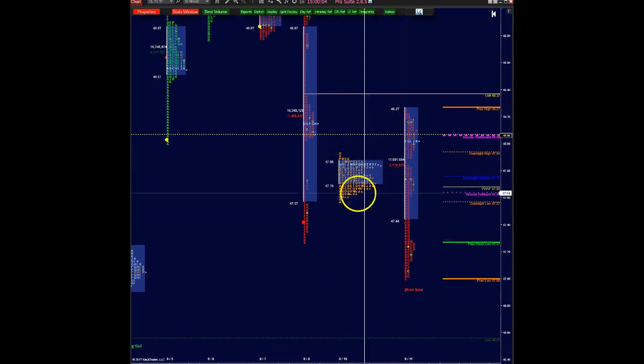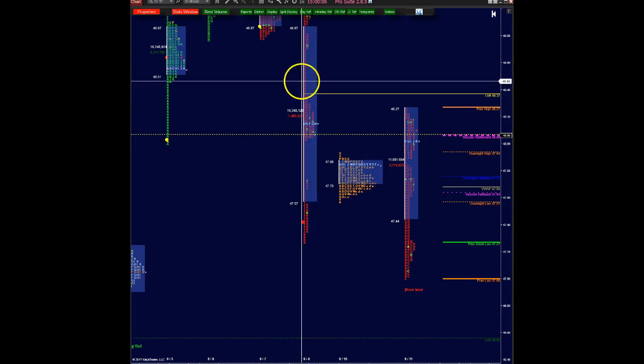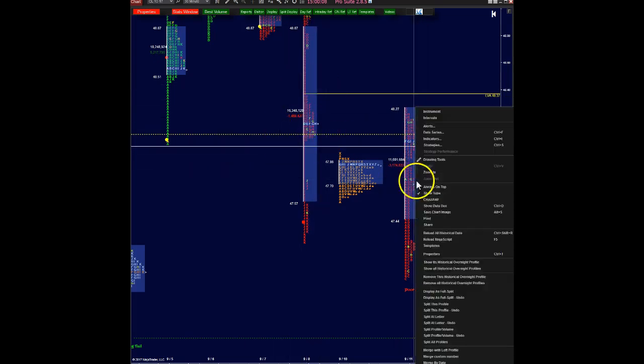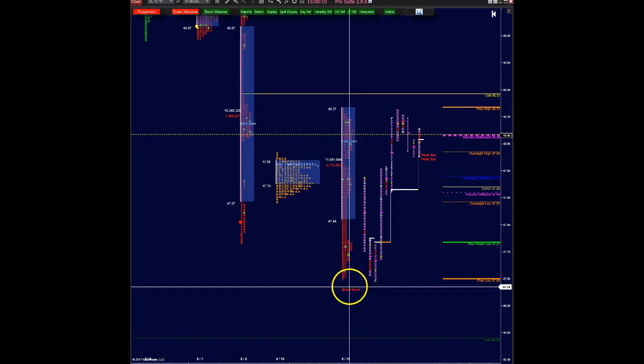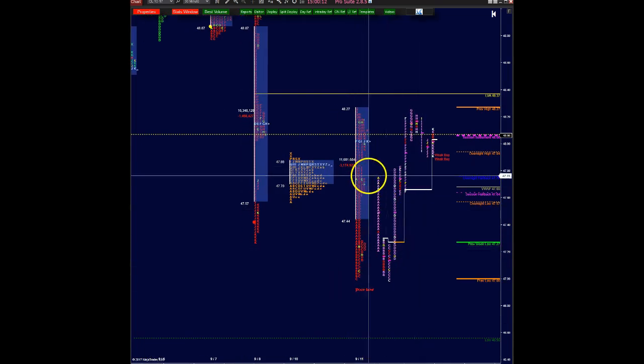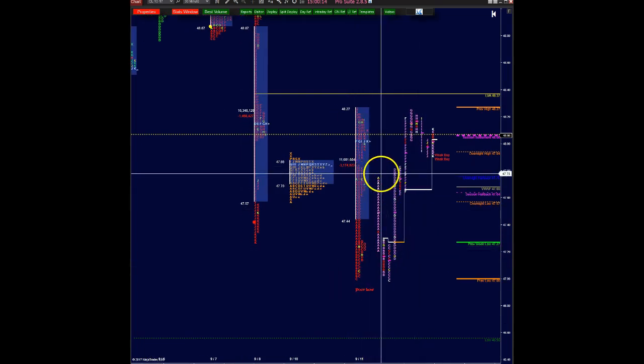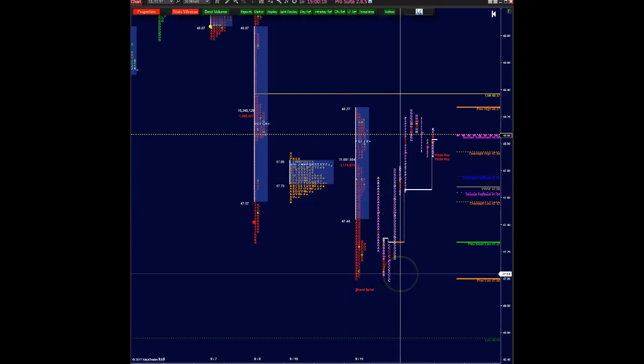And we open inside the range of Friday. That was the situation that we were facing at the open. The open is right here. And we traded immediately down.